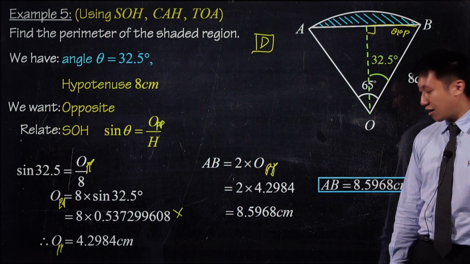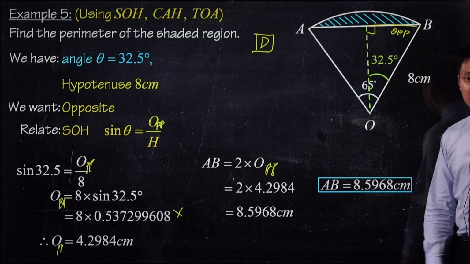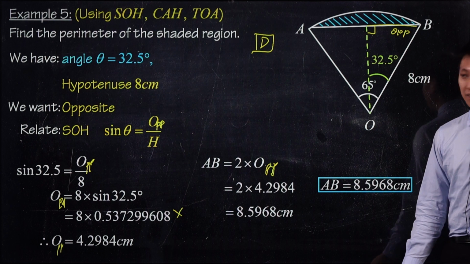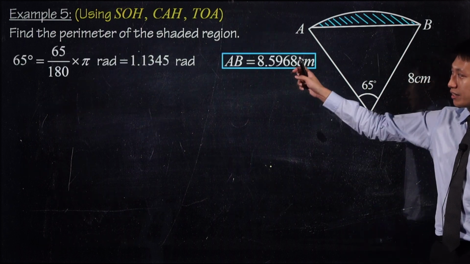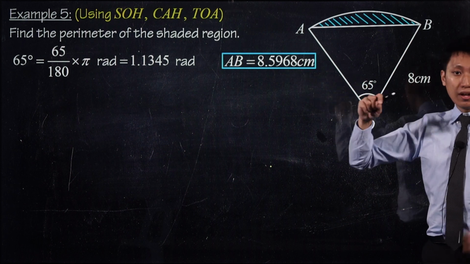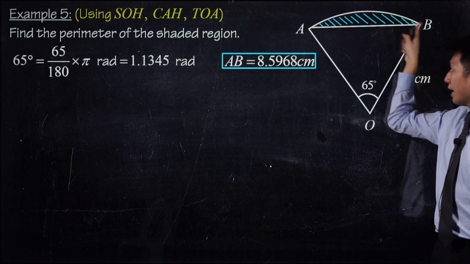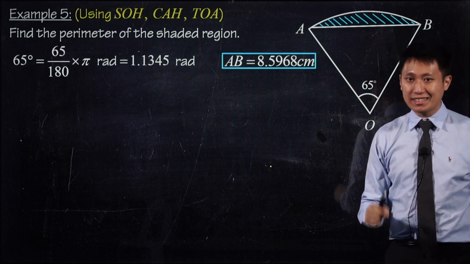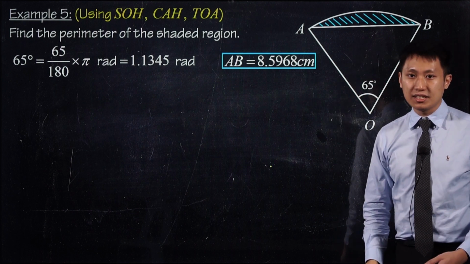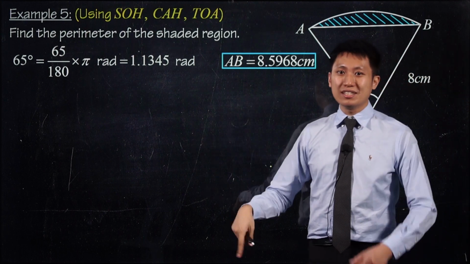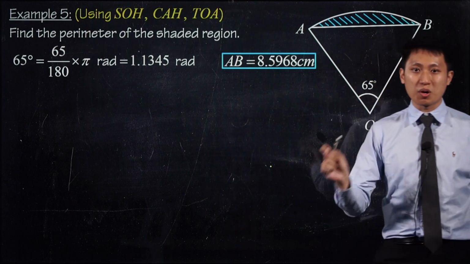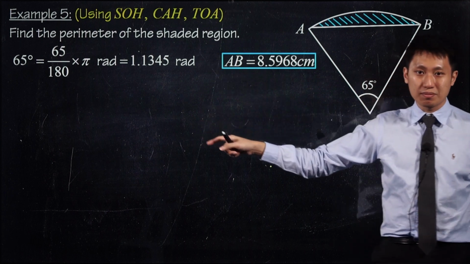Okay, almost done. I have the line. I want the arc now. Move on to the next one. I find the arc. This one is given in the previous question. If I want to find the length of the arc, what is needed? I need to change it to radian, that's for sure. I don't want to change 32.5 to radian just now. This one is 65 degree.